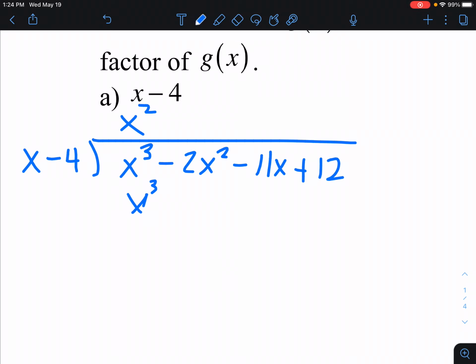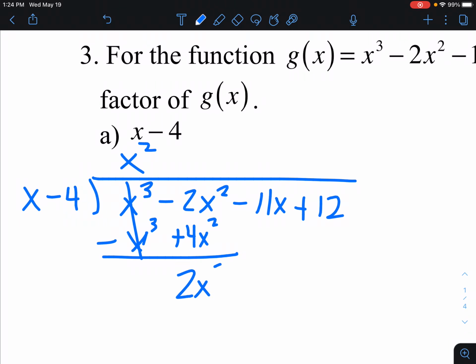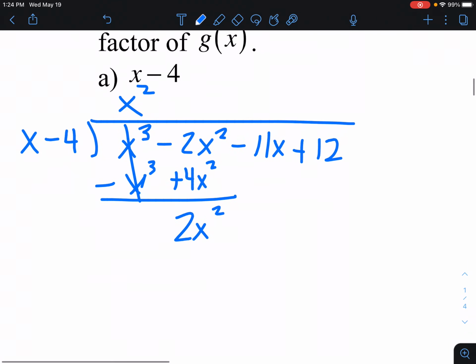And x squared times negative 4, negative 4x squared. Now, subtract, change the signs, cancel, add down. That would be 2x squared. And then next is bring down the next term, minus 11x. And then start dividing over again.